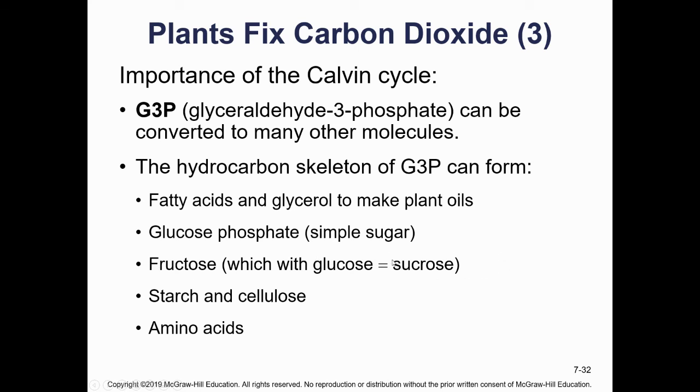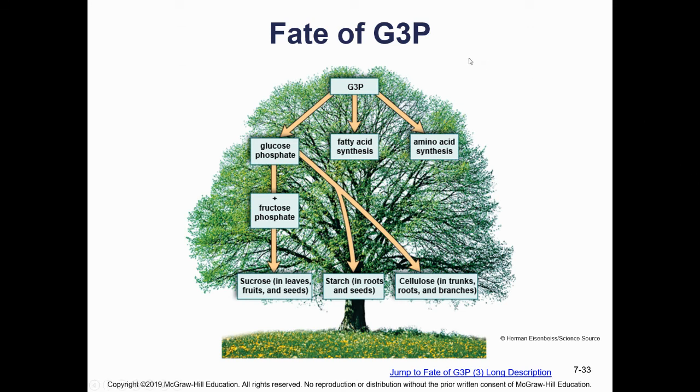Fructose is how plants store their sugar. Starch and cellulose, my plant walls, my long-term glucose storage in plants, and amino acids. I can make all of these things from this precursor molecule. So we call it the sugar factory because sugar is the one we like to follow, and that's what's in our equation, the glucose. But I can make all sorts of stuff from this.